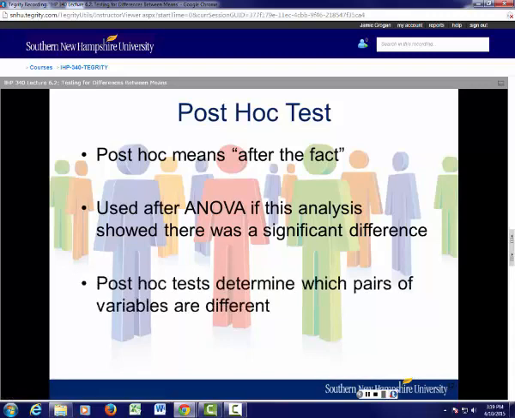So you might see that mentioned in the literature. Typically researchers will describe what kind of analysis of variance they used, and there are many different post hoc tests. They'll tell you what kind of post hoc tests they used in their analysis.